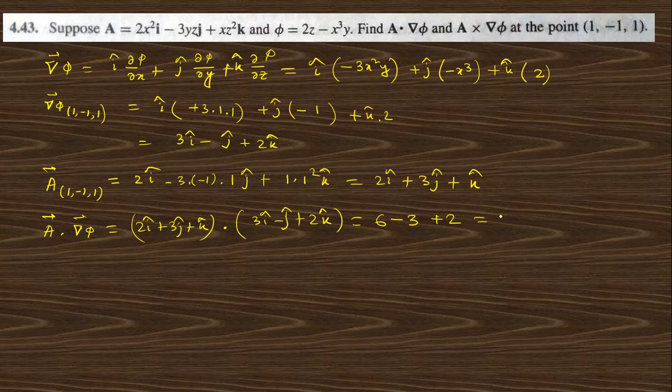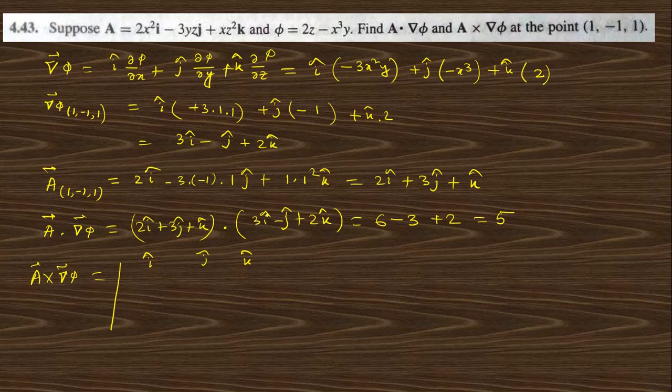So this will become 5. Now what is the value of A cross grad phi? This is the cross product. You know the cross product: i cap, j cap, k cap. If you don't know, then go to the previous lecture or video. Okay, so A is the solution.